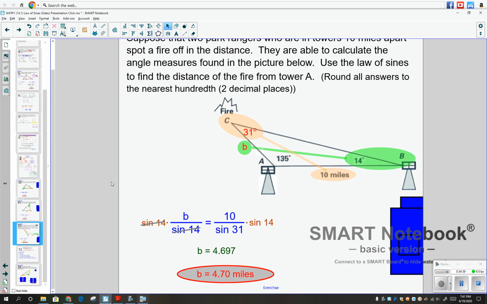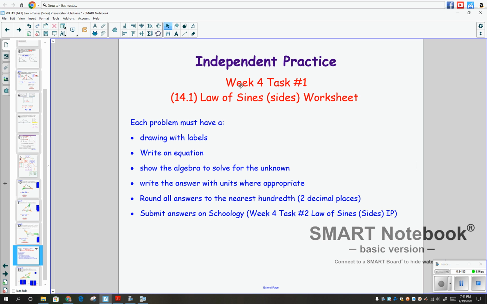Questions? So really, in this lesson this week, we're focusing on one thing. Using the law of sines to find sides. That's all we've got. Your homework assignment is the week 4 task number 1. It's the law of sines sides worksheet. Okay? As you do it, each picture should have a drawing with labels. Well, in this homework assignment, there are pictures for each and every single problem, so you don't have to worry about that. You want to write an equation and show your algebra and how you solve it. Make sure you write with units of measure, and then round all answers to the nearest hundredths.